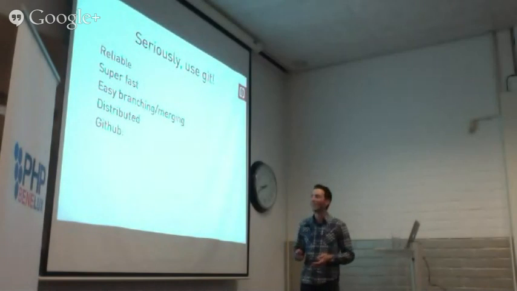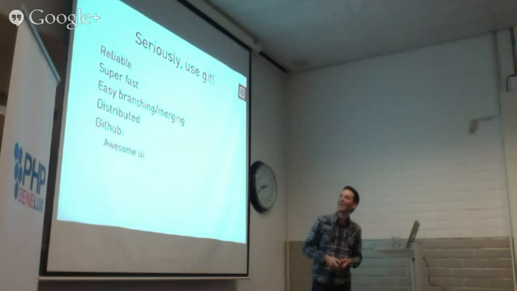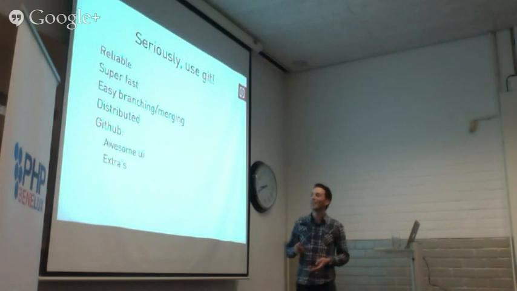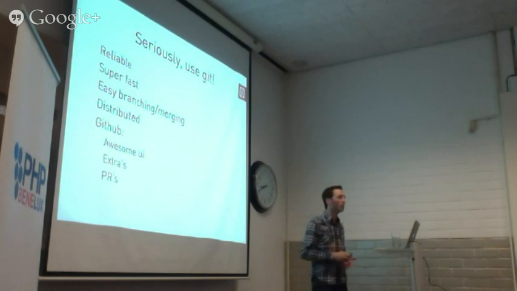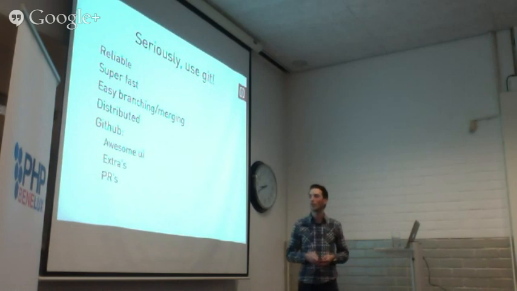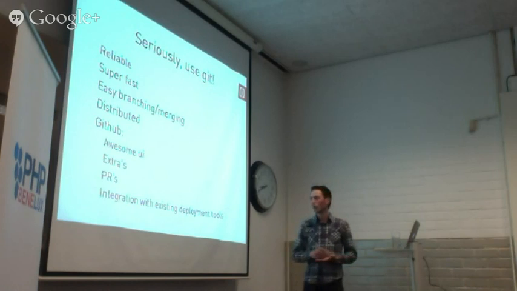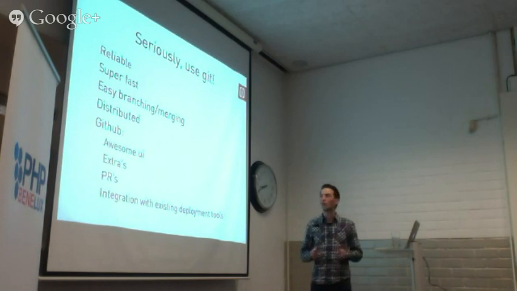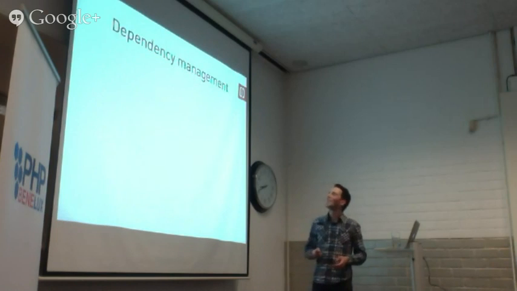I'm a big fan of GitHub. Actually, I think it has an awesome UI. It has a lot of extras. It has the pull request system, which can also be an important part of your branching strategy. And it has a lot of integration with existing tools related to deployments, like continuous integration, for example, with Jenkins or Hudson or whatever, you can trigger it. So I just think that you should use it. If you don't think so, just, well, come by after. We'll see.